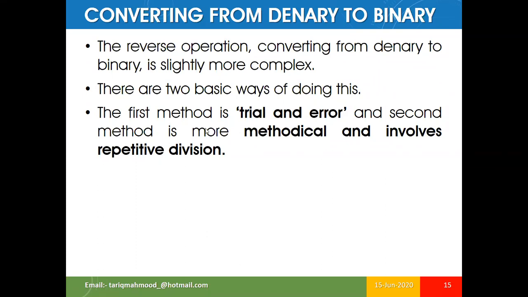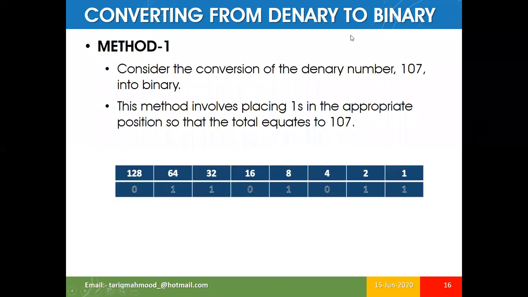and the second method is more methodical and involves repetitive divisions. Okay, for the first method, the trial and error method, consider that we have the number 107. We have to convert this denary or decimal number into a binary number. This method involves placing ones in appropriate positions so that the total equates to 107.